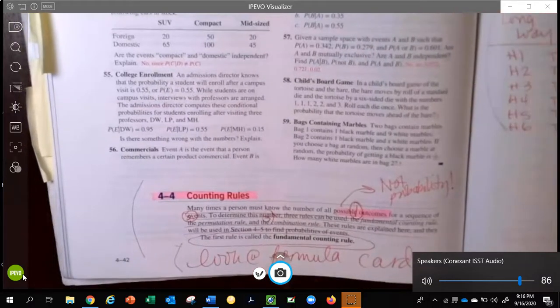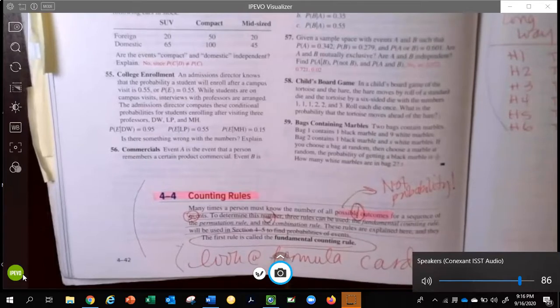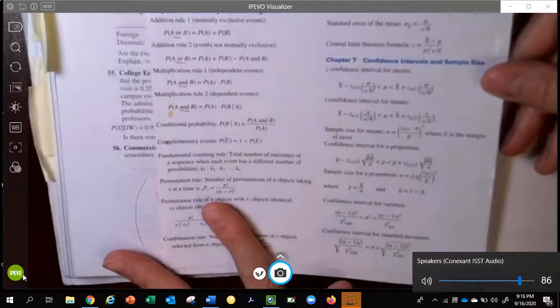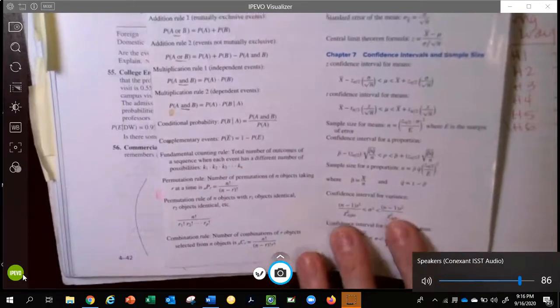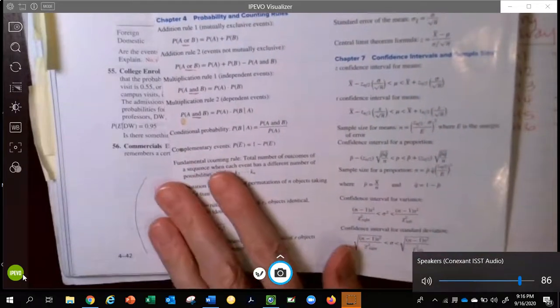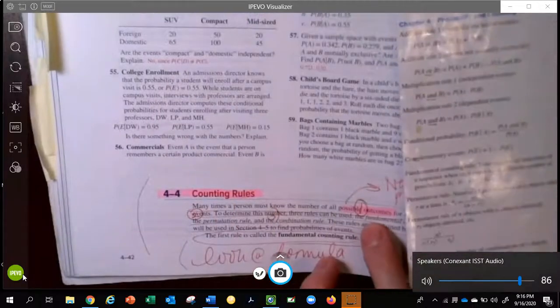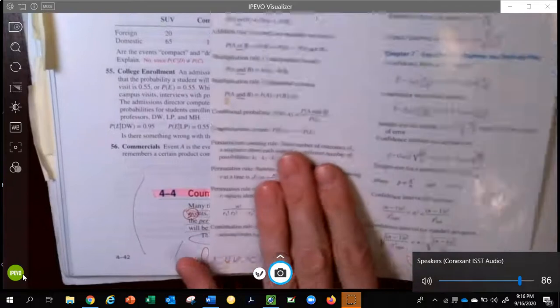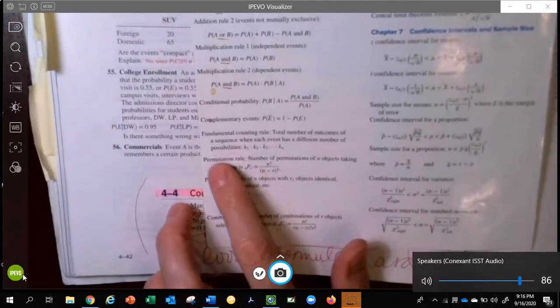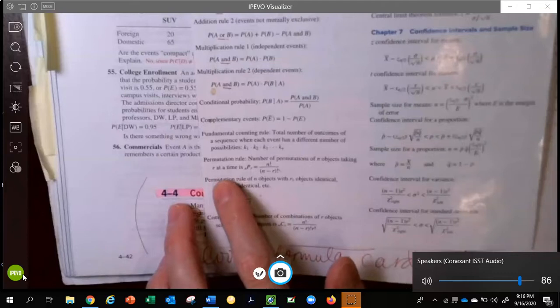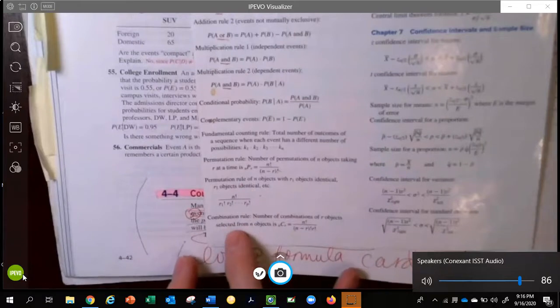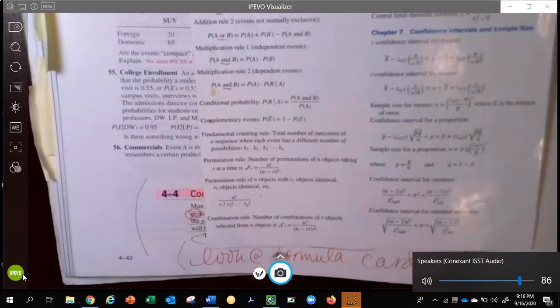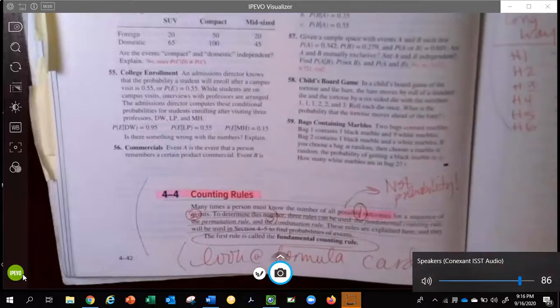The first one's called the fundamental counting rule. You're going to watch the author's video on that, but I want to point out on your formula card, you will be able to use this formula card on the test that has Chapter 4 in it. But I want to point out down at the bottom the things that we just mentioned: the fundamental counting rule, permutation rule, permutation rule. Uh-oh, I'm going to have to figure out, learn, really hone in on what's the difference, and then the combination rule. So keep this in mind as an outline for what we're looking at.